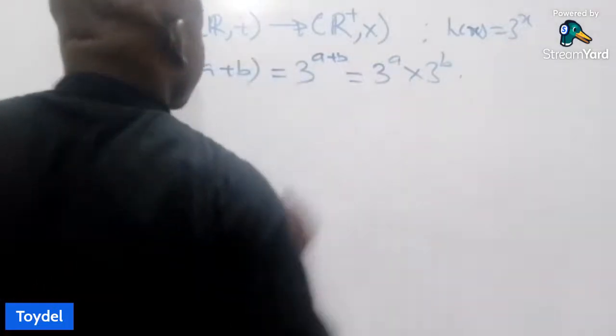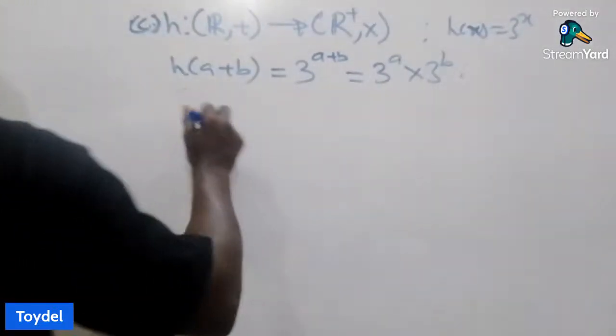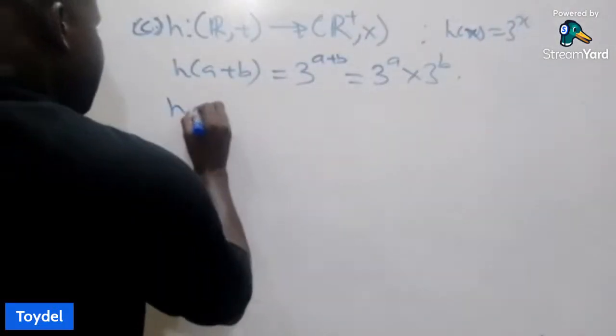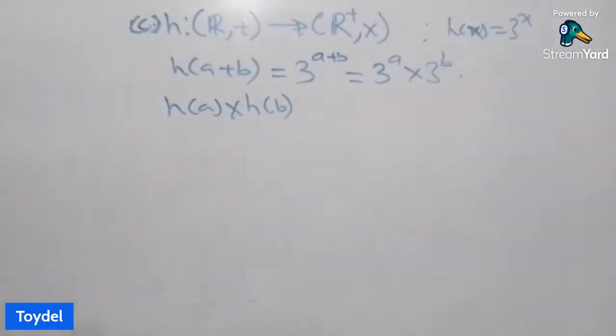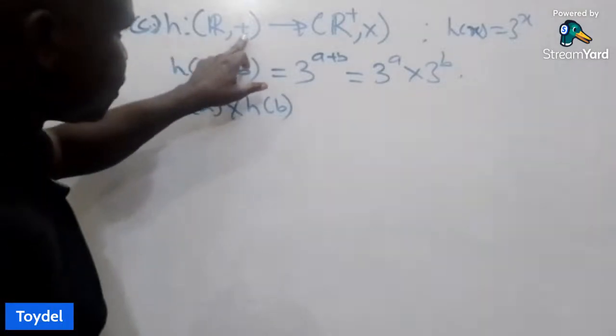Then what do I have at the right hand side? At the right hand side, this is multiplication. I'm going to have h of a multiplied by h of b. That's what I'm going to get. Look at the first example and second example. Everything is plus plus, so we are on the same side. But in this case now, everything is not plus plus. So one is plus. We must preserve the structure.